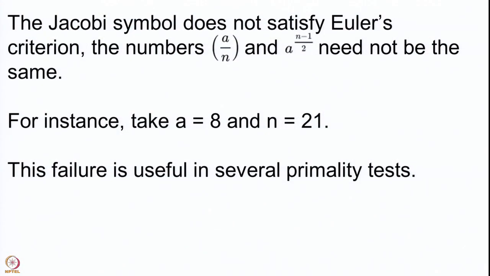However, mathematicians have a knack of turning failures into very useful things. So, this failure of Euler's criterion in the case of the Jacobi symbol can be used very effectively when we are doing primality tests. So, this is useful in several, in fact it may be called the basis of primality tests for several of them. So, how do we go about this?